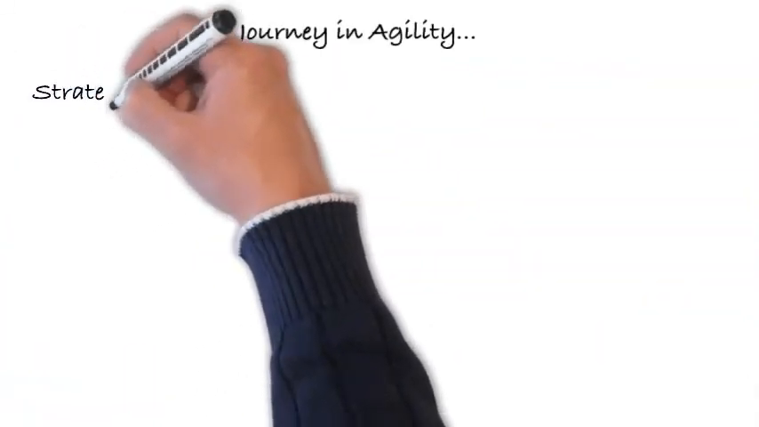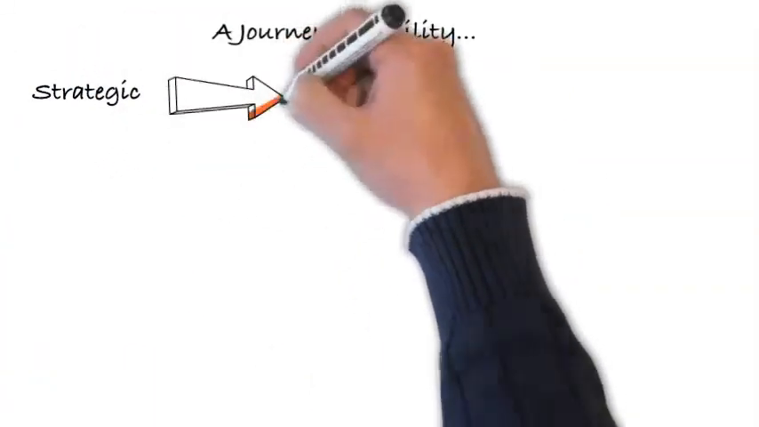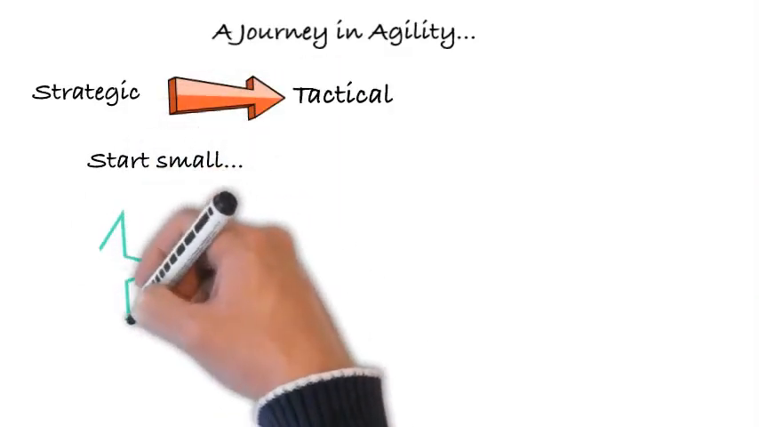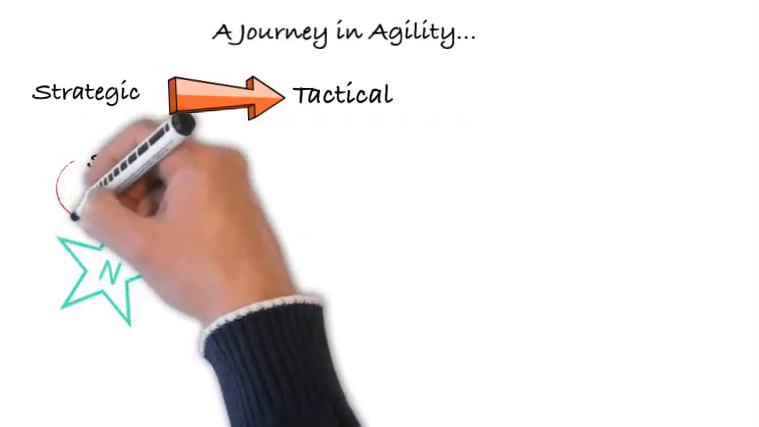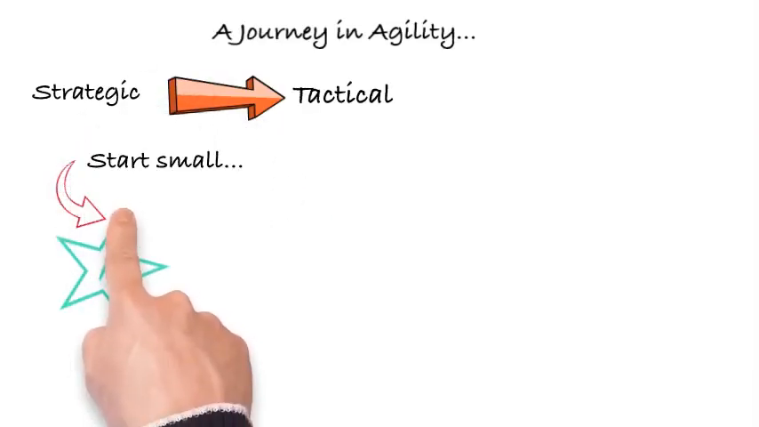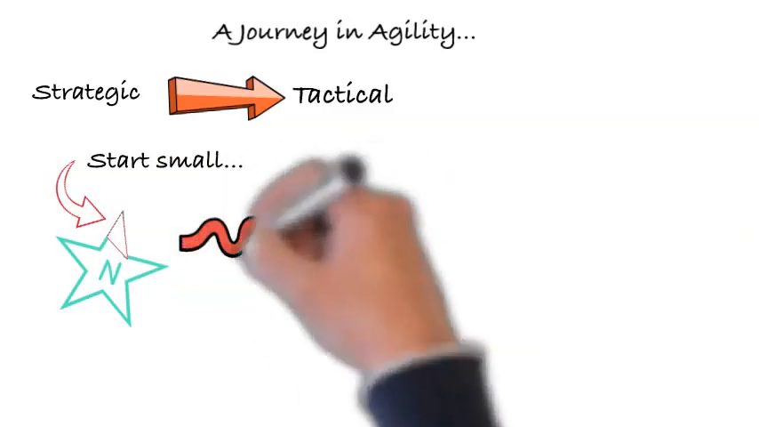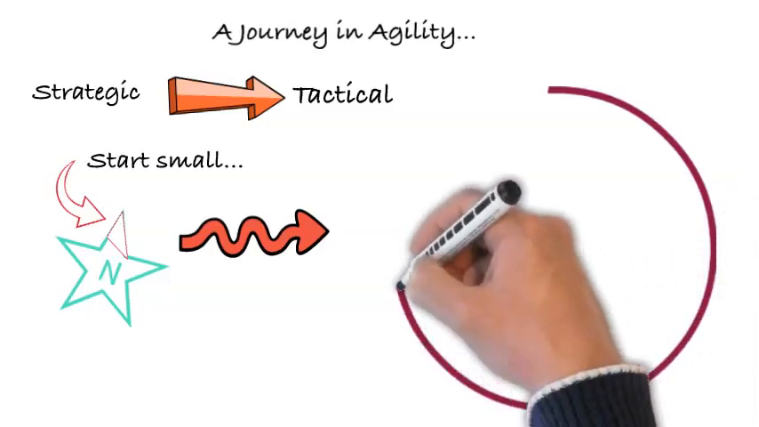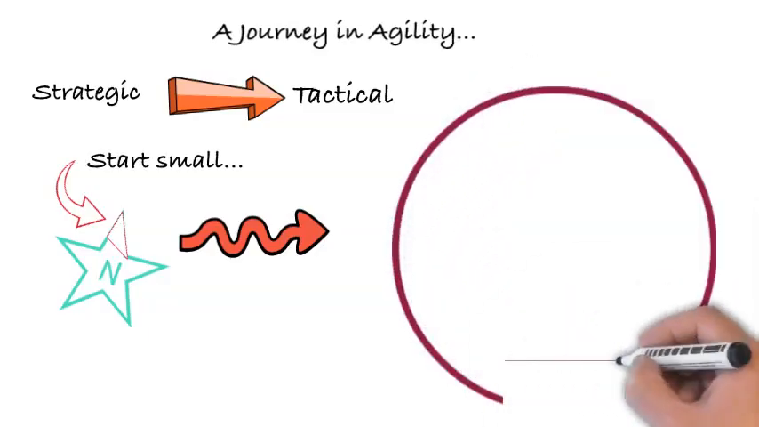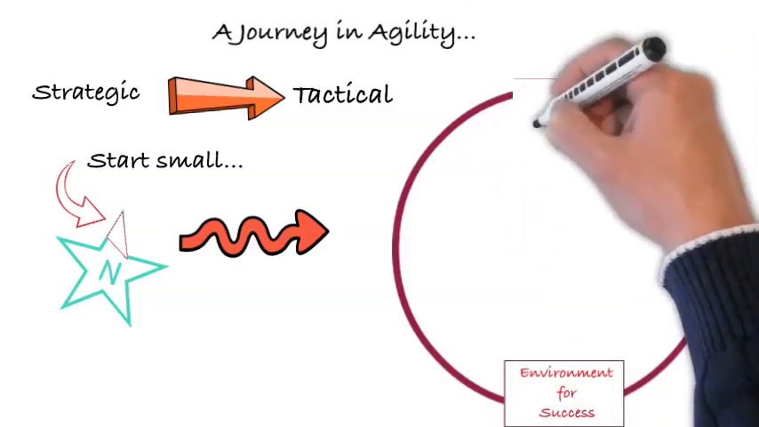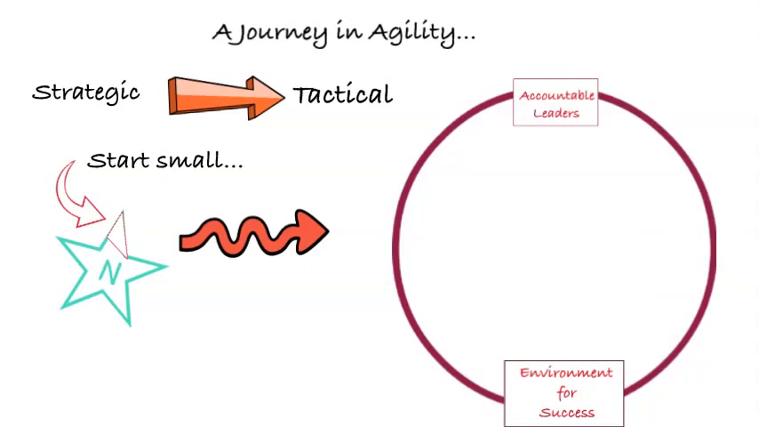Now it is finally time to start transitioning from our strategic approach to our tactical approach. The key to success is to start small. While we spent time developing our North Star, that's too much to tackle at one shot. So what we need to do is break off a piece of that North Star and start there. Now is the time to gather everything needed to create an environment for success. An agile transformation simply cannot be successful without accountable leaders.